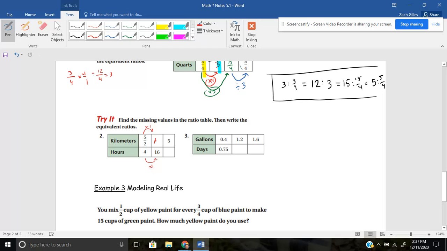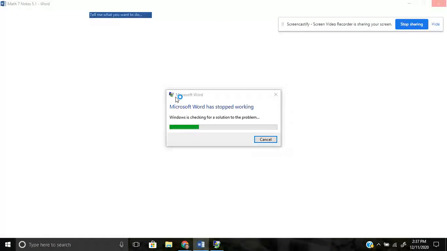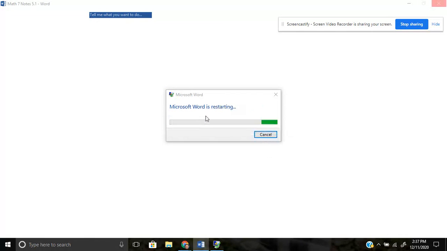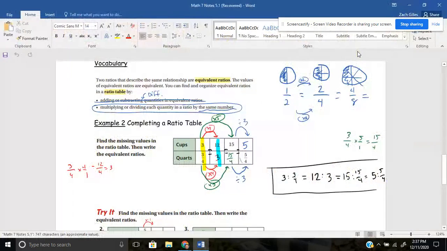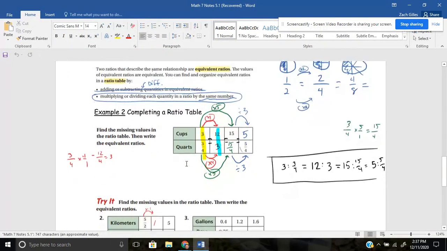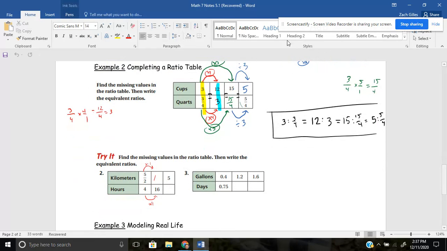Come on, right here for me. Oh, sorry if you're seeing this error, guys. It says that Microsoft is restarting, so just give me a second here, and I'll try to work out the kinks. Oh, we're back. Let's see if it works now.